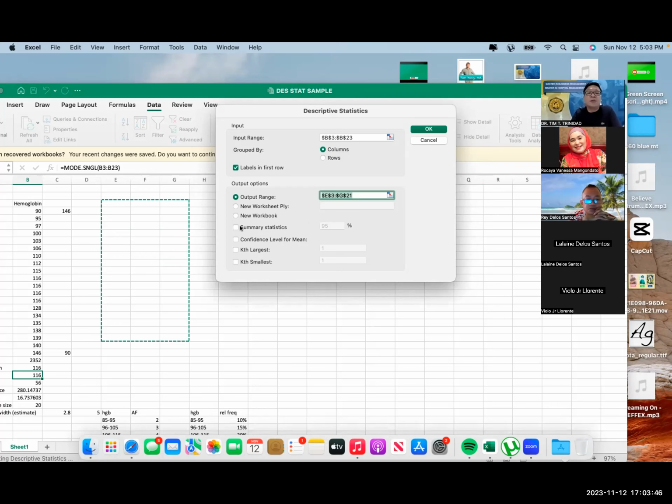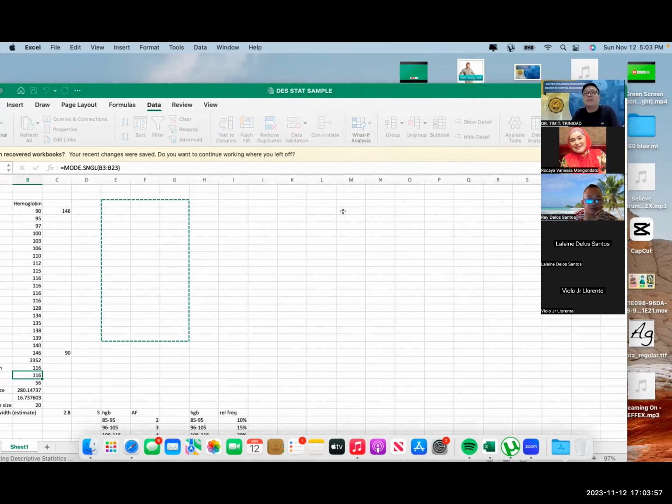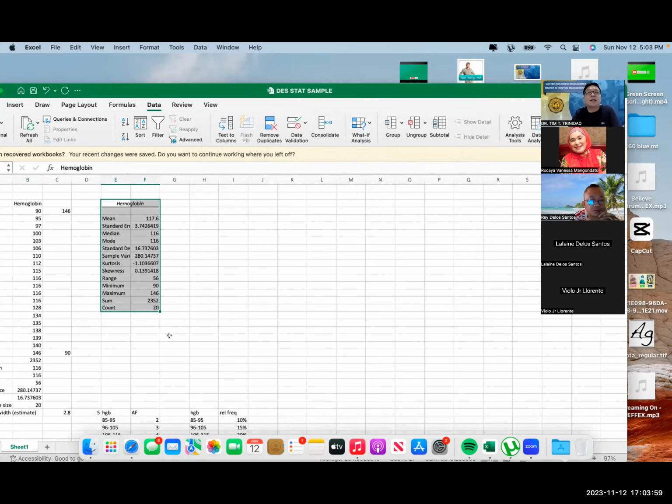So I forgot, you are doing summary statistics, right? So you have to click on summary statistics. Then press OK. And then, boom, all the descriptions you need are there. So you can report. You already have the value of your mean, the standard error, the median, the mode, standard deviation, sample variance, even the kurtosis and skewness.